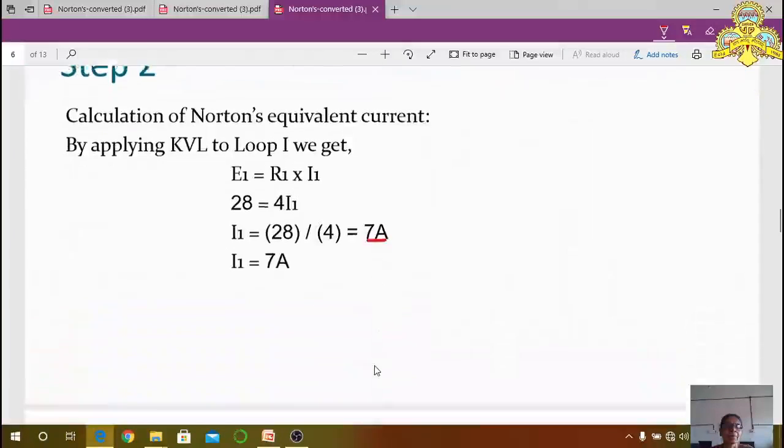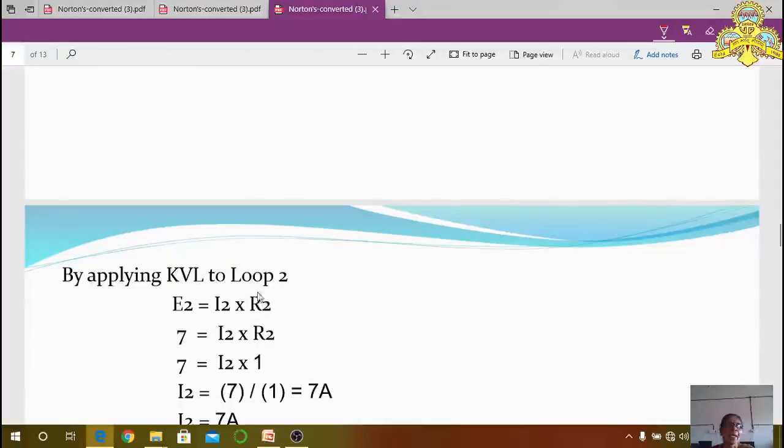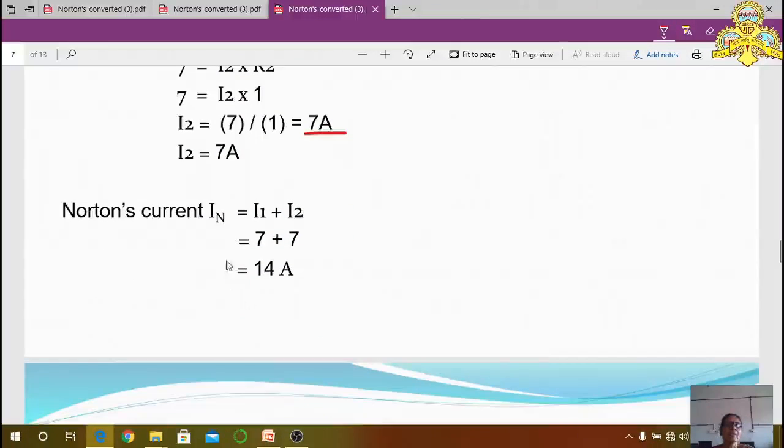Similarly, you calculate I2 by applying KVL to loop 2, the second loop. It becomes E2 equals I2 into R2. E2 is 7 volts, I2 is the unknown value, and R2 equals 1 ohm. Then 7 equals 1 into I2. Therefore, I2 equals 7 divided by 1. It becomes 7 amperes. You have now calculated the values of I1 and I2.